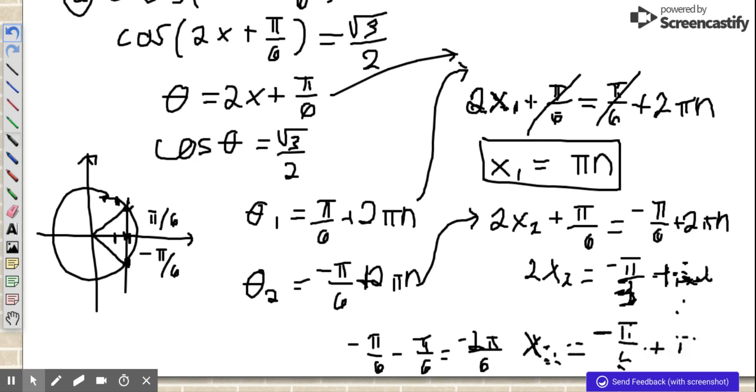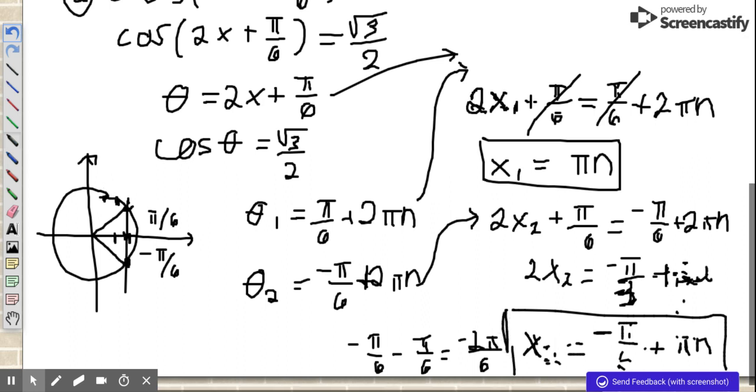I really apologize. This is not working anymore. I don't know why. All right, so our two answers would be basically x1 is equal to pi n and x2 is equal to minus pi over 6 plus pi n.